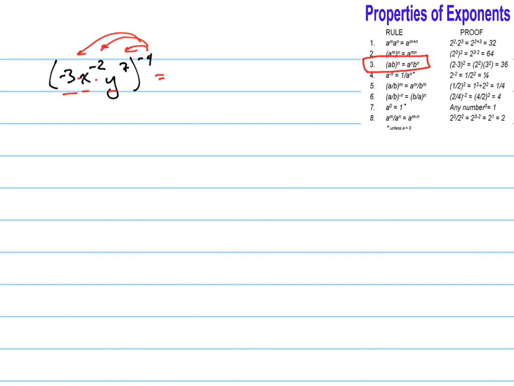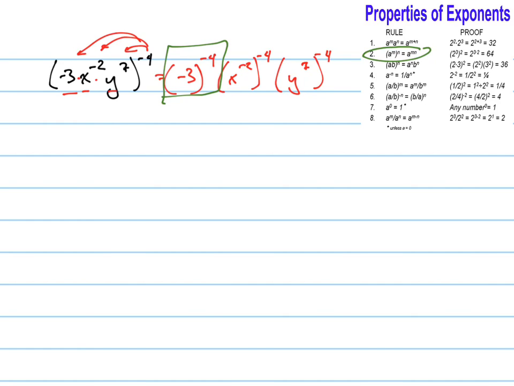So that equals -3 to the -4, x to the -2 to the -4, y to the 7 to the -4. And then what property would I use now? Now I'm using the property where I multiply the exponents in property 2. So in this case, this is a little tricky. Actually, I'm not using that property. I'm just using the definition of a negative exponent, number 4.